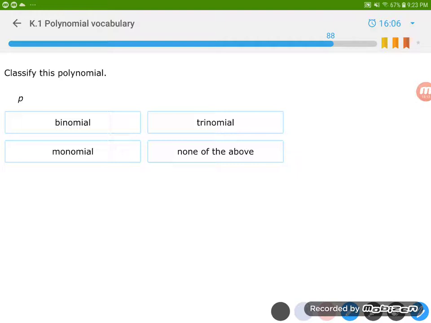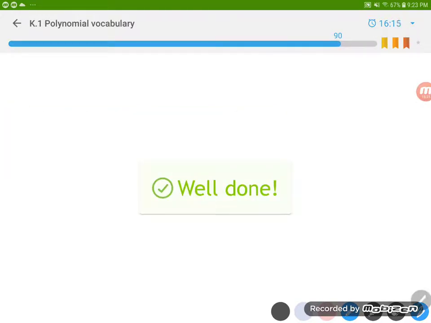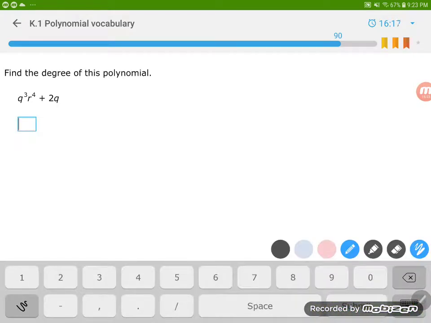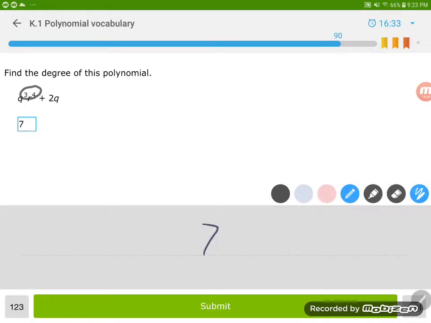All right, so we're going to go ahead and classify this polynomial. We have only one term right here, which is going to make this a monomial. Okay, we have to find the degree of this polynomial. So now, remember, as we previously learned, we're going to go ahead and count all powers, not just of any one variable. So this would make this one a highest degree of 7.